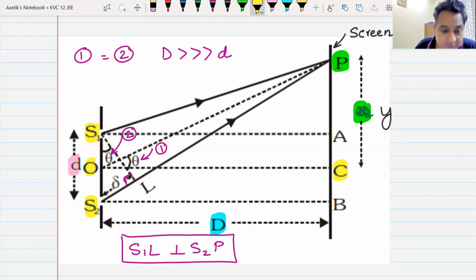I'll give you 2 minutes. Note them down carefully. This is the only diagram that we have to do in the entire chapter. And this one diagram is going to solve all the questions.